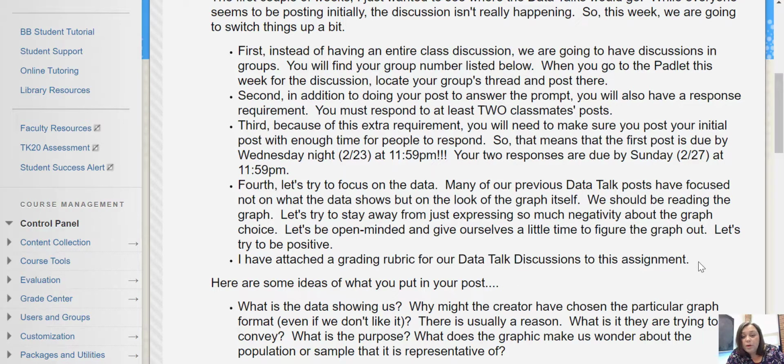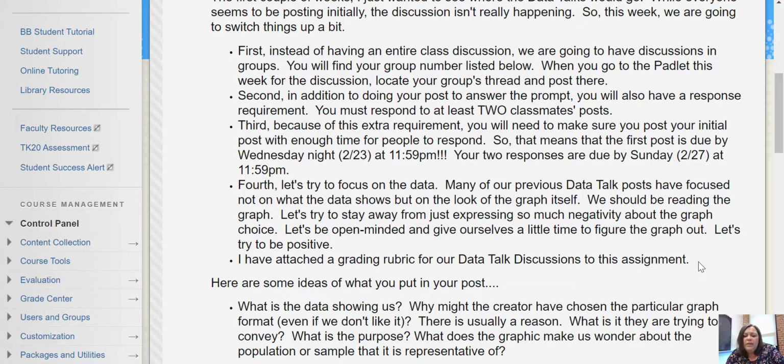Third, in order for us to make this response thing work, we've got to actually have initial posts for people to respond to. If everybody waits till Sunday night to post their first post, a conversation is not going to happen. So I would like everybody to post your initial thoughts and responses by Wednesday night at 11:59 p.m. I don't think it's too drastic to have that due date in the middle of the week. It may take you a little while to read the graph, but I don't think it'll take you that long to do that first part of the assignment. And then I would like you to respond in a meaningful way to at least 2 of your classmates by Sunday the 27th. If you respond more, awesome.